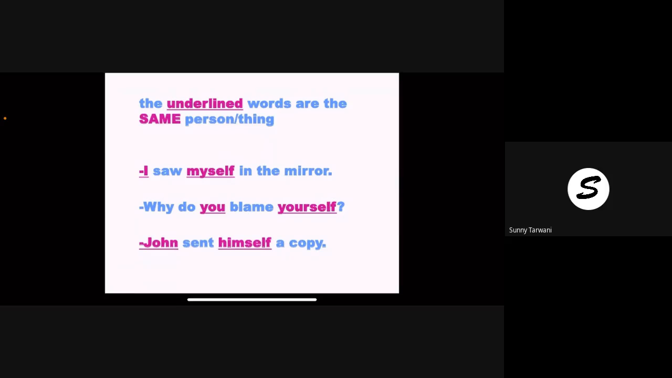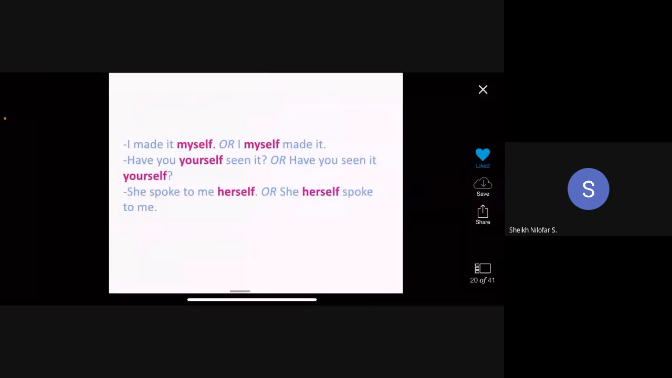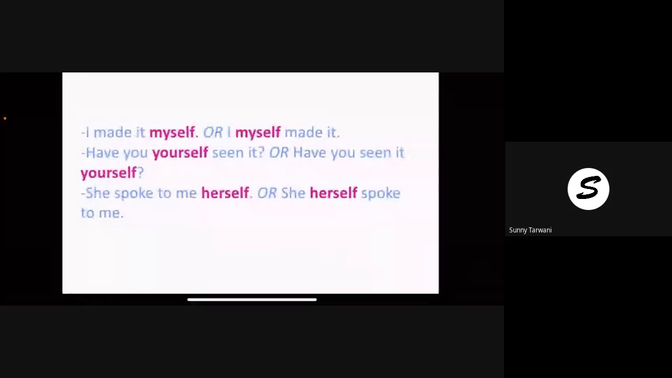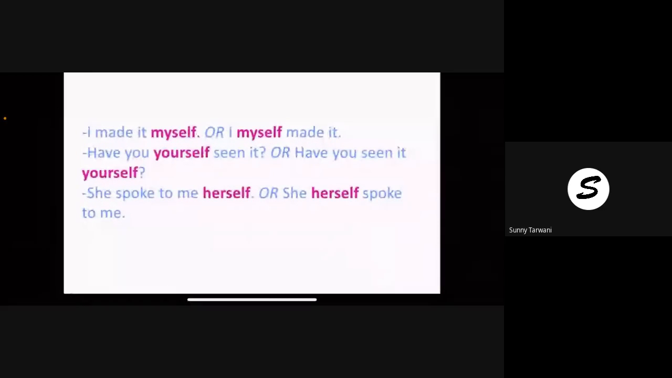Understood these three examples? See, I made it myself. इसमें डिफरेंस है, एक साइड रिफ्लेक्सिव और एक साइड एम्फेटिक है. That I will ask you. Read. I made it myself, or I myself made it. Have you yourself seen it, or have you seen it yourself? She spoke to me herself, or she herself spoke to him. So meaning is same whether we write this sentence or that sentence. I made it myself or I myself made it. Meaning is same.